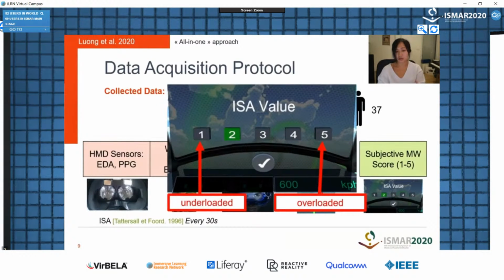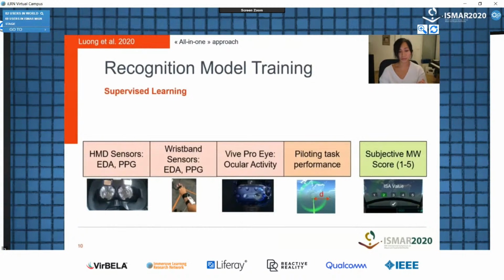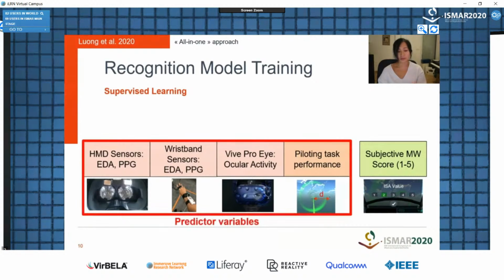During the data acquisition protocol, we asked users to self-report their mental workload using 5 different ratings, 1 meaning that the user was underloaded, and 5 meaning that the user was overloaded. So to train the recognition model, we use the objective measures as predictor variables, and we use the subjective mental workload score as the target variable.